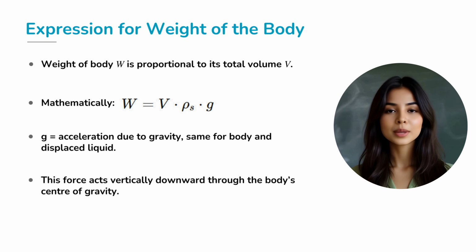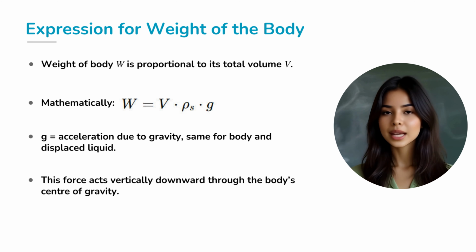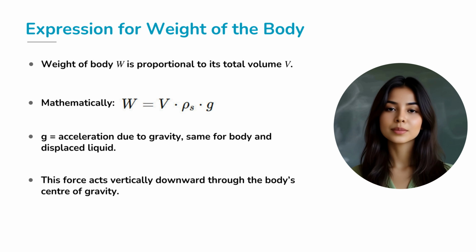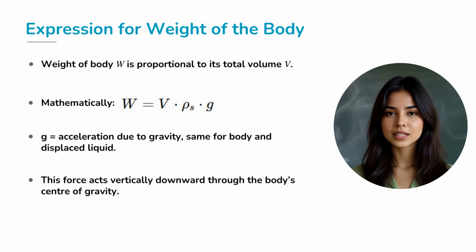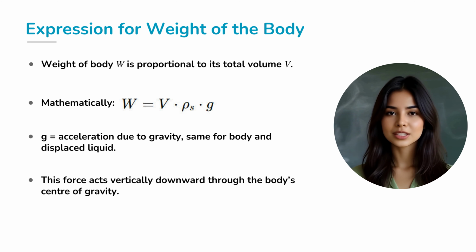Let's begin with the basics. Suppose we have a body of density ρs and its total volume is V. The weight of this body is given by W equals V into ρs into g, where ρs is the density of the solid and g is the acceleration due to gravity. This is the downward force acting through the center of gravity of the body.